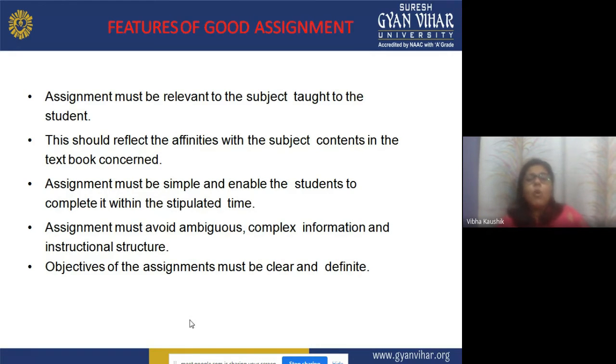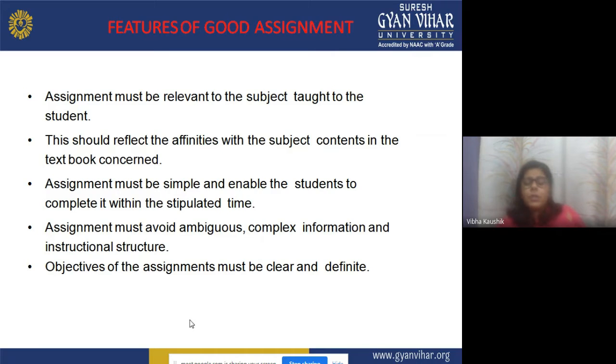Now, features of a good assignment. The first one is that assignments must be relevant to the subject taught to the student. What is that? It means that the assignment given by the teacher to the students must be related to the subject which he or she is teaching. This should reflect the affinities with the subject contents in the textbook concerned, and it must be related with the contents or the topic or the planning. It must be related with the units.